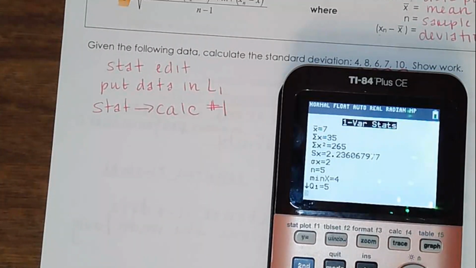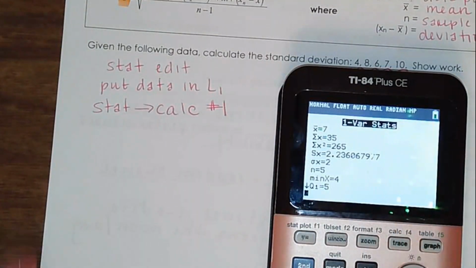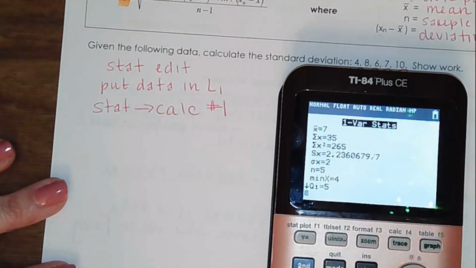Okay? You guys, they're always going to be very close to each other. The reason why S is always going to be a little bit larger than sigma is because the formula is slightly different in the denominator. One divides by n, the other one divides by n minus 1. Okay, so S. I'm going to round to the hundredths. The hundredths is how many decimal places? 2. So 2.24.